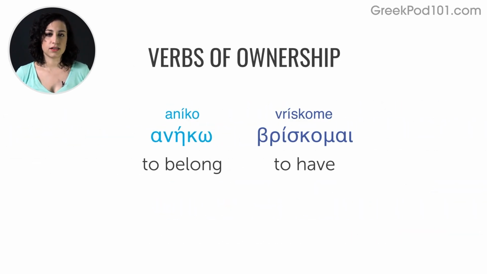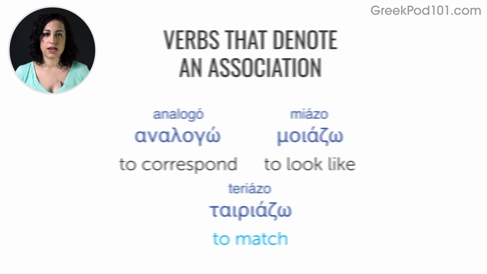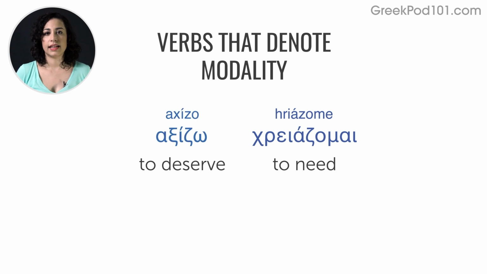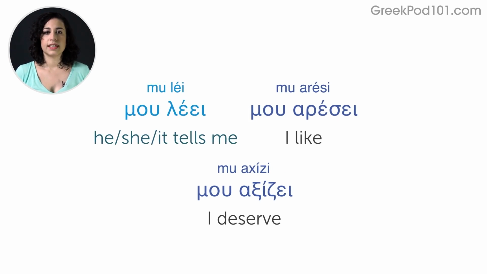Verbs of ownership like ανήκω, to belong, and βρίσκομαι, to have, normally meaning to be located. Verbs that denote an association, like αναλογώ, to correspond, μοιάζω, to look like, and ταιριάζω, to match. Verbs that denote modality, like αξίζω, to deserve, and χρειάζομαι, to need. Some examples are μου λέει, he, she, it, tells me. Μου αρέσει, I like. Μου αξίζει, I deserve.